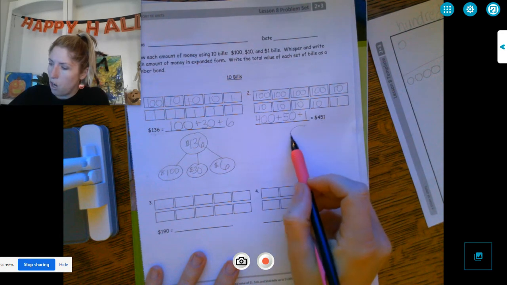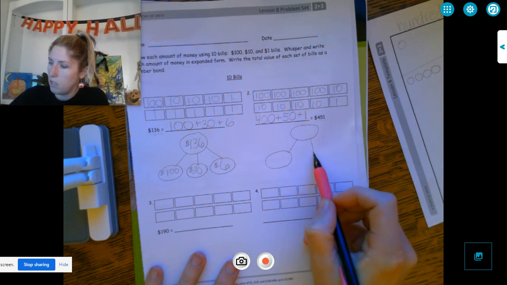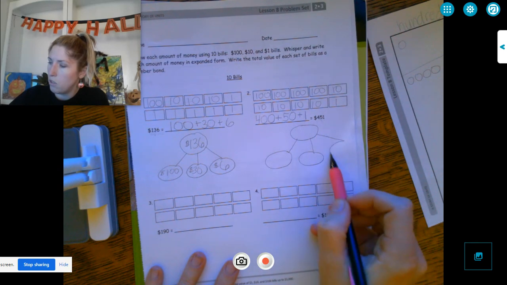And now we need to draw our number bond. So whole and 3 parts. 1, 2, 3.